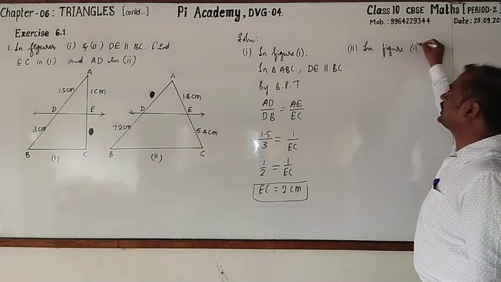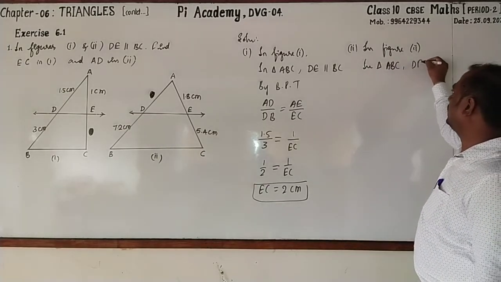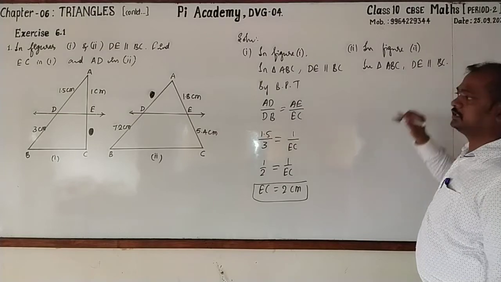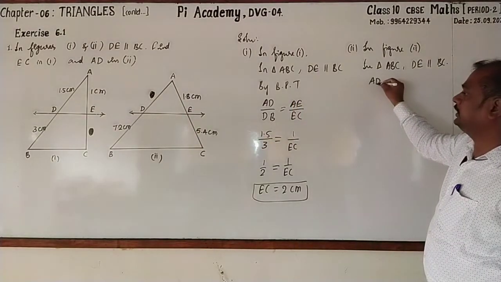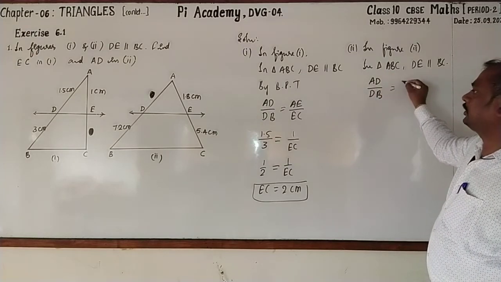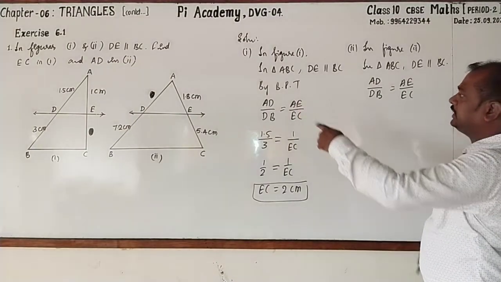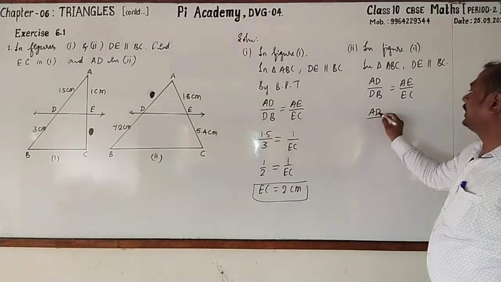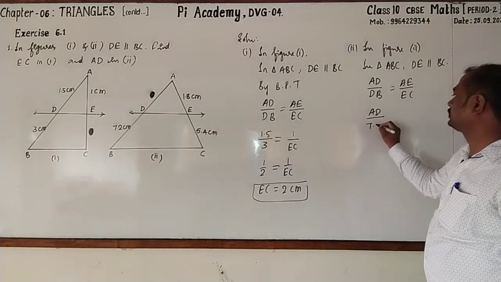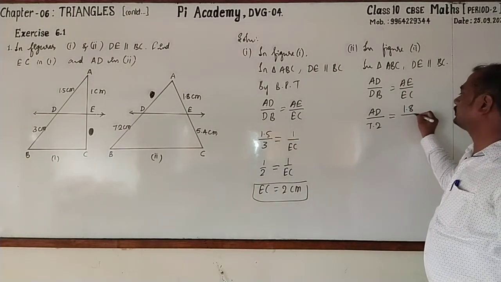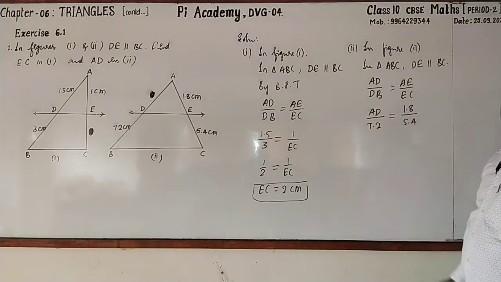There also, same thing. In triangle ABC, they have given DE parallel to BC. Right? Then go for writing. AD by DB is equal to AE by EC. Substitute. What is AD? It is unknown. By DB. DB is 7.2, which is equal to AE is 1.8 centimeter and EC is 5.4 centimeter.